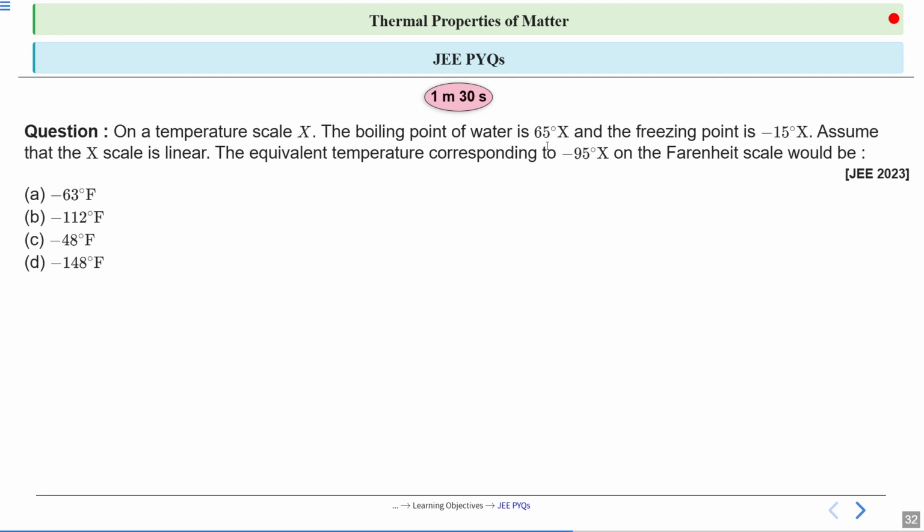The given options: option A minus 63 degrees Fahrenheit, option B minus 112 degrees Fahrenheit, option C minus 48 degrees Fahrenheit, and option D minus 148 degrees Fahrenheit. So which option is correct? Please solve this question. You have some time. After that we will provide the solution of this question.